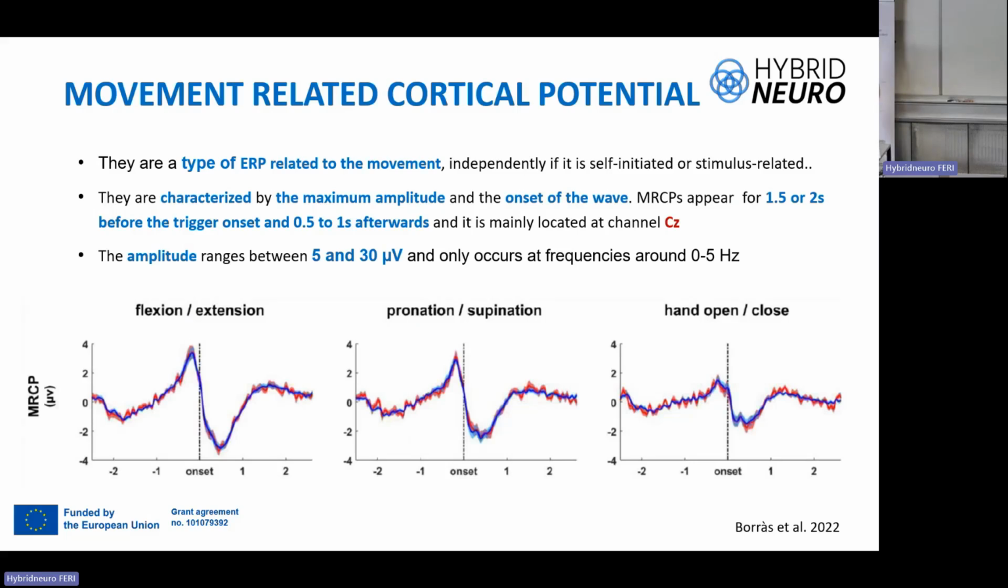And just to finish this part, here we can observe potentials associated with the movement. Okay, it's really very, very interesting. This is from Marta's article. So we evaluated in a public database the movement-related cortical potential, which is the potential associated with starting the movement. Different tasks: flexion, extension, pronation, supination, hand open and close, from Durara.